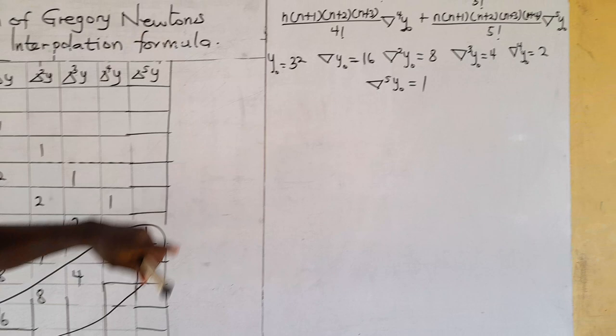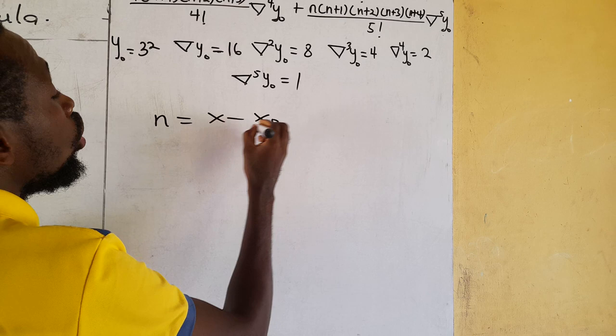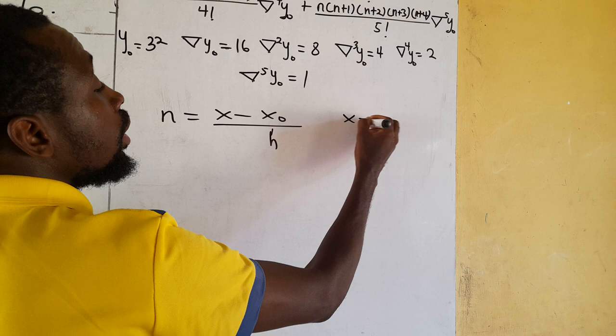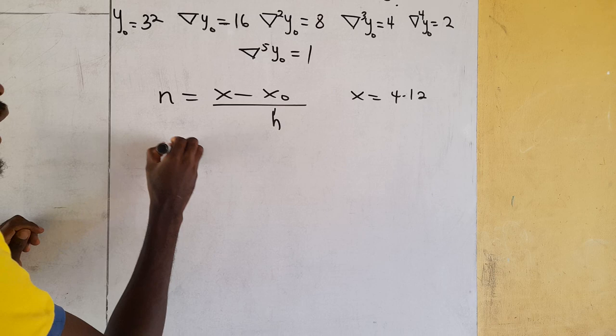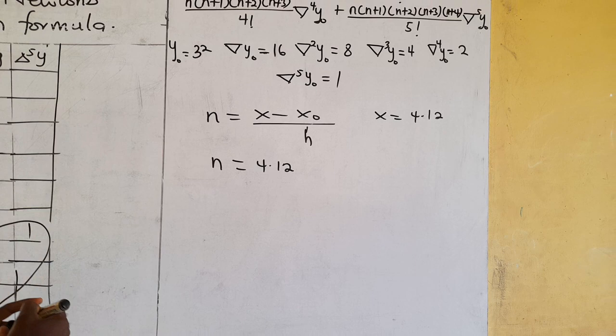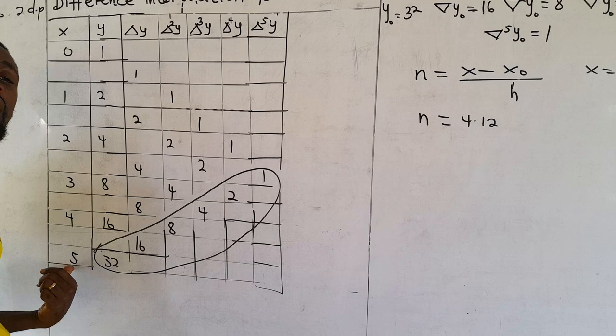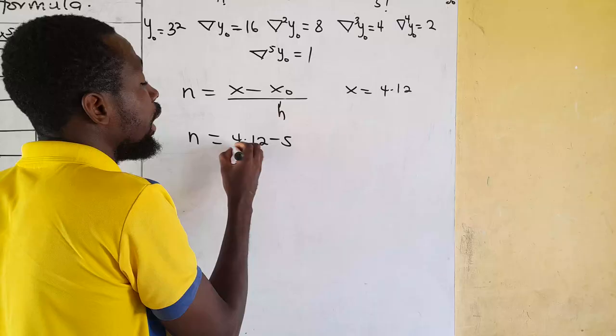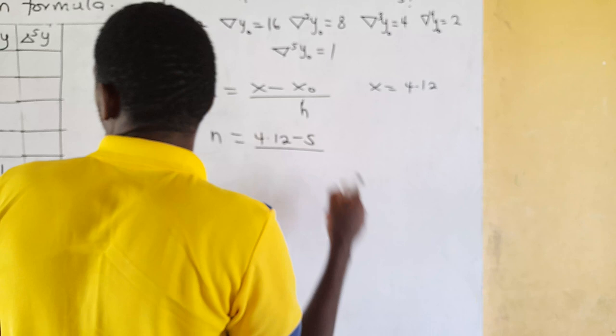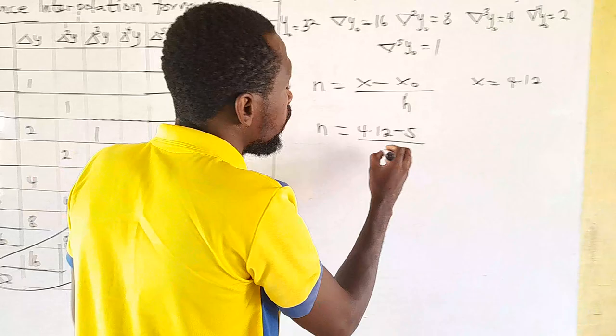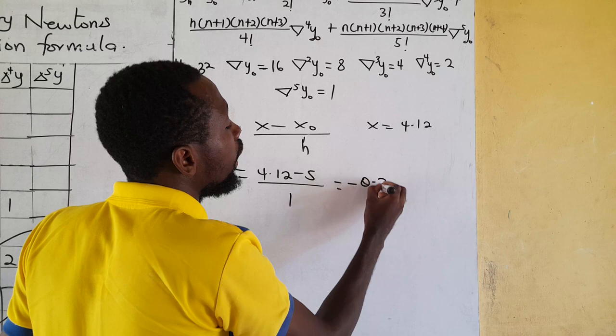Now, how do we find our n? Remember, we said n is equal to x minus x naught all over h, where x is what is given to us to find. That's 4.12. So our n, we go to 4.12. And what is our x naught? Since it's backward difference, our x naught is the last value of x here, which is 5. So minus 5. And h is the difference between the x values. We can see the difference between them is 1. So over 1. On subtracting 5 from 4.12, we'll get negative 0.88. Divided by 1 will still be the same thing.